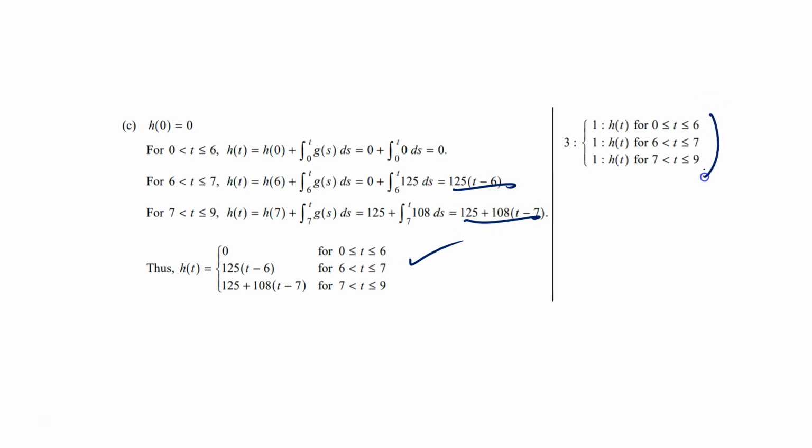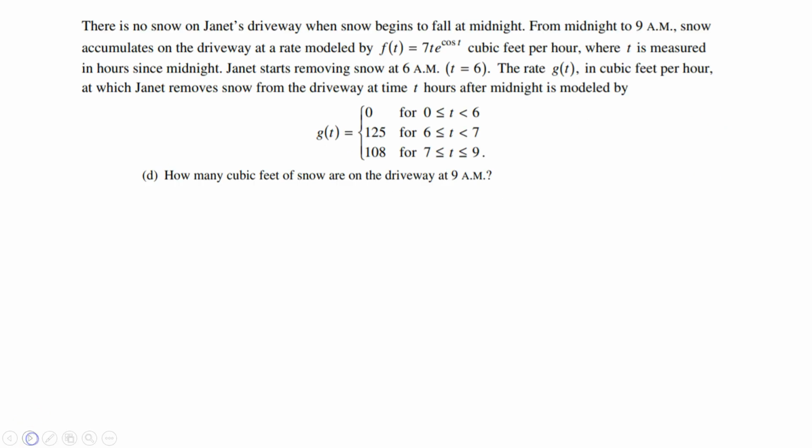Okay, so you get 1 point for each function. Awesome. 3 out of 3. I think there's one more. How many cubic feet of snow are on the driveway at 9 a.m.? Okay, so this is going to be the amount of snow fallen. So the amount fallen minus the amount removed.